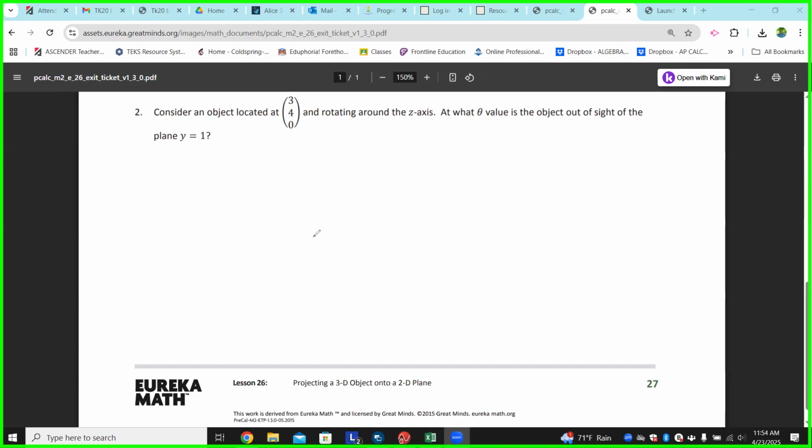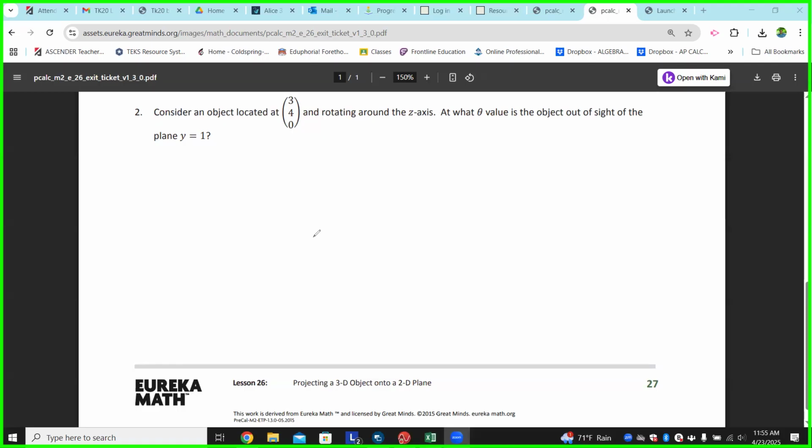So we have this point in space, 3, 4, 0. It's then rotated around the z-axis. So we need to use our rotation transformation matrix to help us with the rotation around the z-axis. The issue is, when we're rotating, what's missing here? We're missing the degree. We actually do not know how much we're rotating.